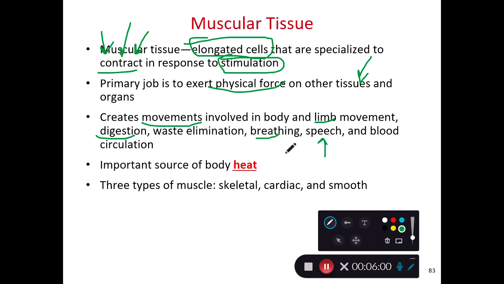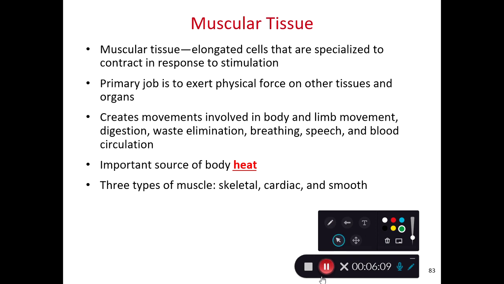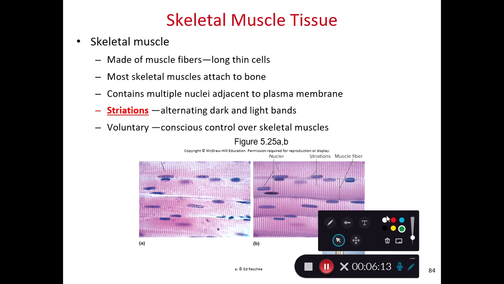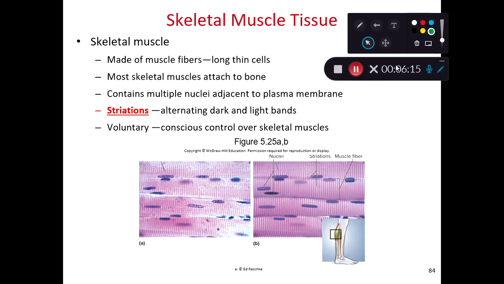Something else our muscular tissue is really important for is heat generation. We make heat by moving our bodies. That's a key thing that we'll come back to when we get to the muscular system. So let's look at our three kinds of muscular tissue, our skeletal, smooth, and cardiac muscle tissues.